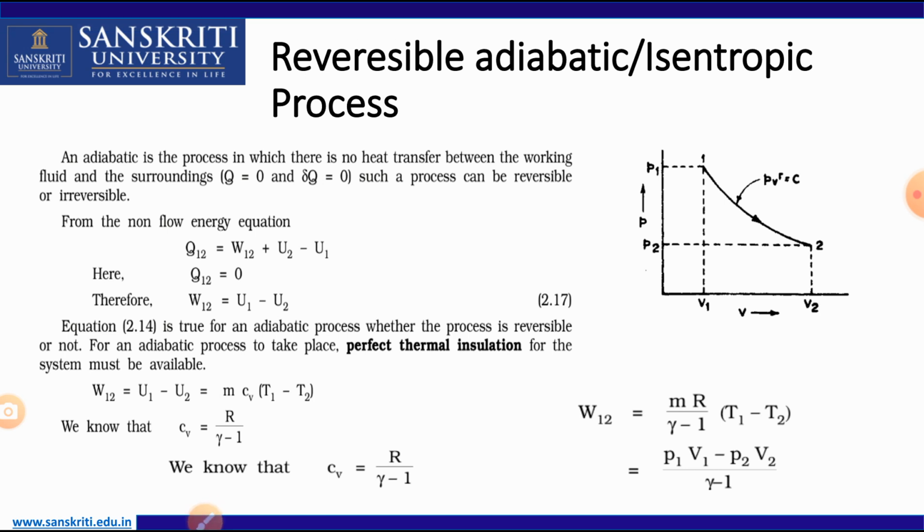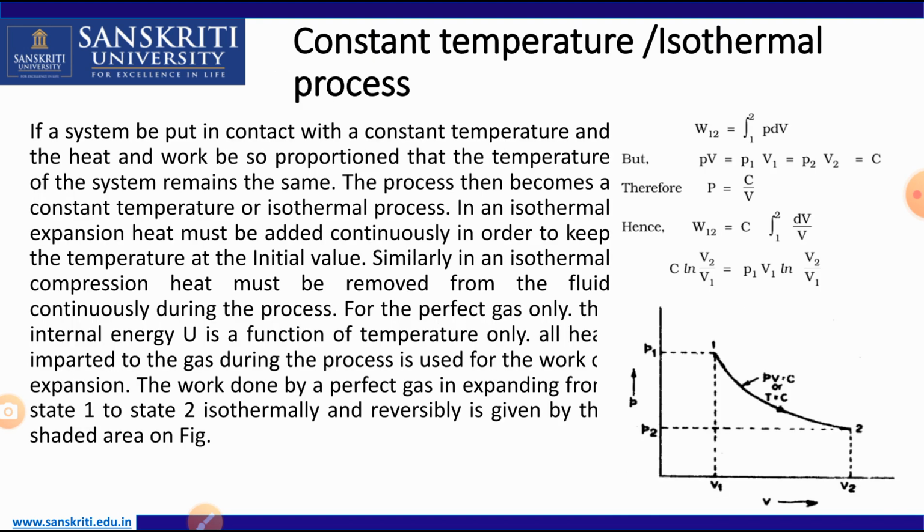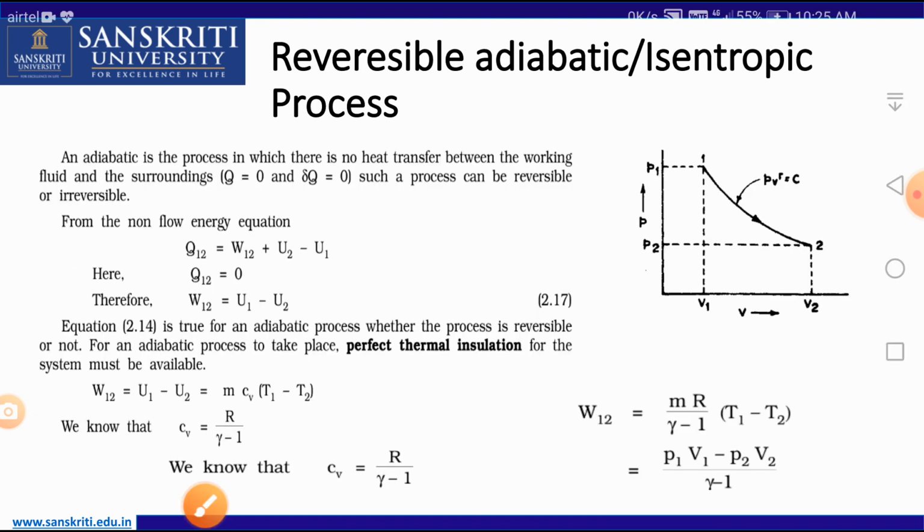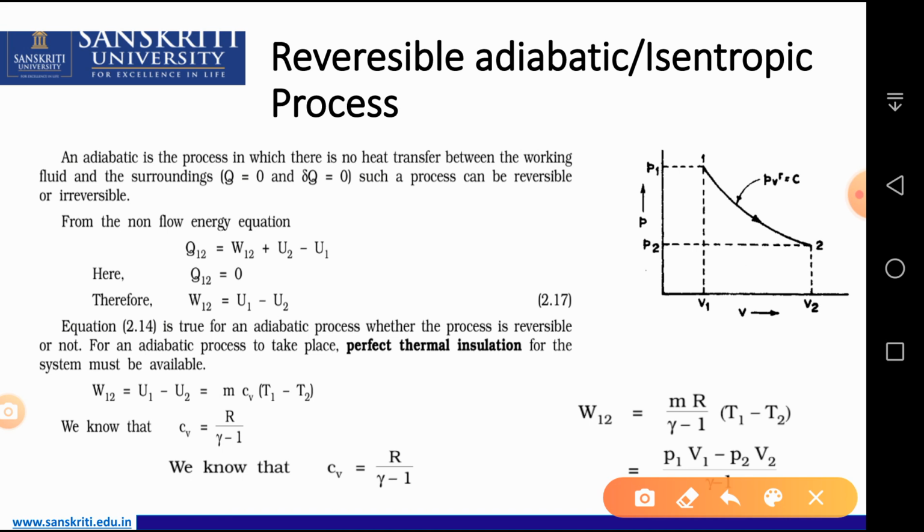Next process, reversible adiabatic or isentropic process. In that process there is no heat transfer during the process. Okay, there is no heat transfer during the process, so no heat is coming from the surrounding or from the system. Okay, it is thermally insulated. Such a process can be reversible or irreversible.